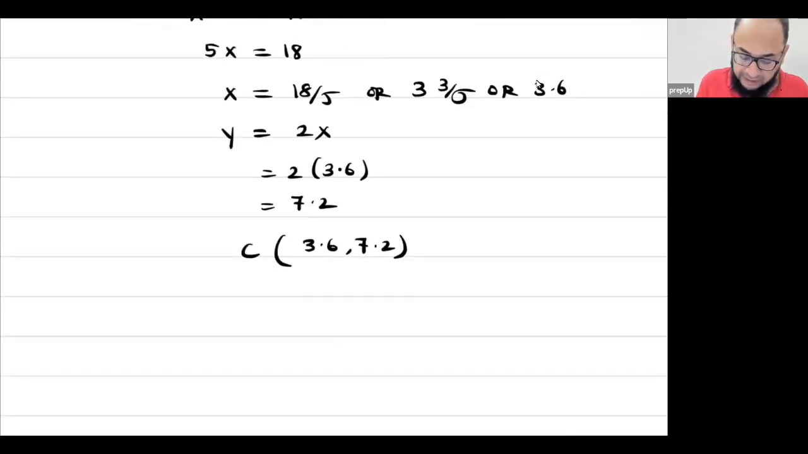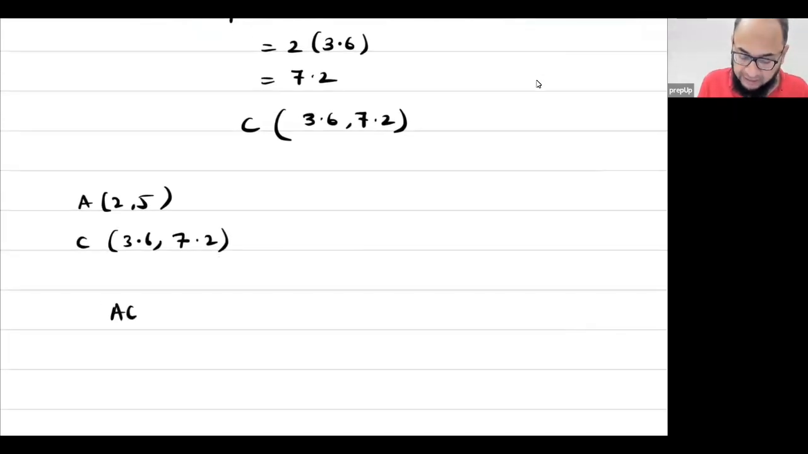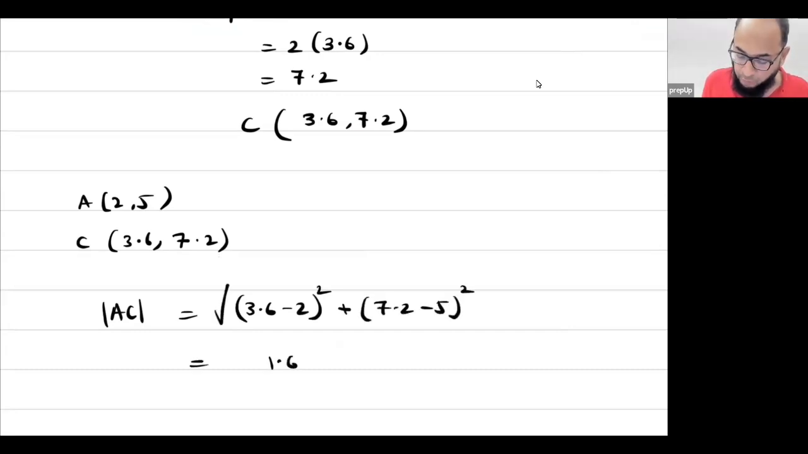And last but not the least, that is A, which is 2, 5, and C, which is 3.6, 7.2. We are interested in the distance between A and C, the magnitude of the line segment. That is the square root of 3.6 minus 2 whole squared plus 7.2 minus 5 whole squared. This is 1.6 squared, this is 2.2 squared, square root.